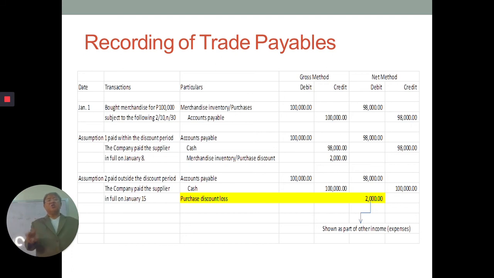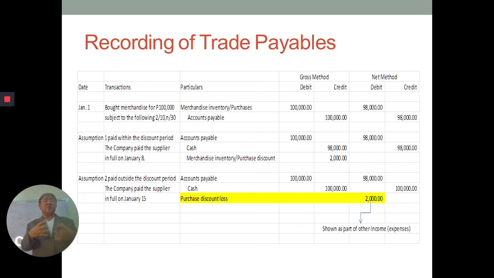Now, for the second assumption, the obligation was not settled in full during the discount period. So what are we going to do with that? If that is the case, then we will have to pay the whole obligation. Under the gross method, we will debit accounts payable for 100,000 and credit cash for 100,000. Under the net method, on the other hand, remember that we recognized the accounts payable at the net amount. But the problem here is that we are going to pay it at the full amount, which is 100,000, because we are not entitled to the discount.